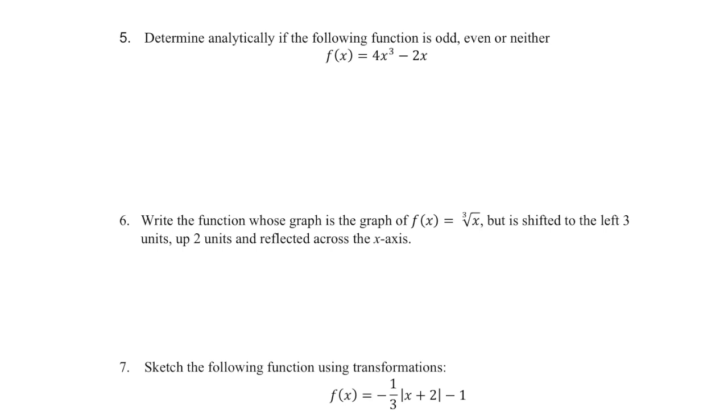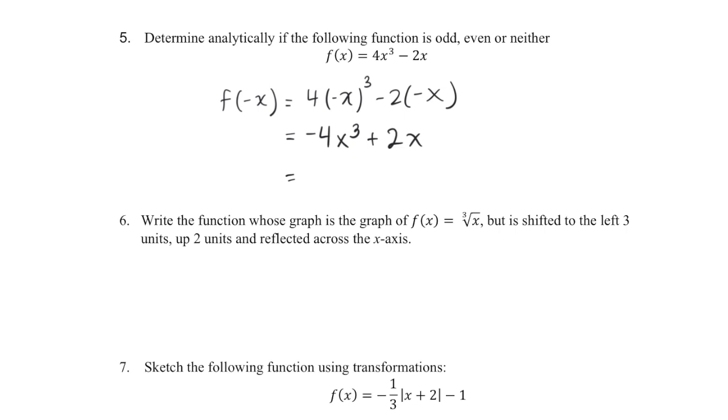So for question 5, we need to determine if this function is even, odd, or neither. The way we do that is by evaluating the function at negative x. In the original function, anytime there's an input, I'm going to turn that input into negative x. Here, negative x raised to the third power, multiplied by 4, is negative 4x cubed. And then negative 2 times negative x is positive 2x.